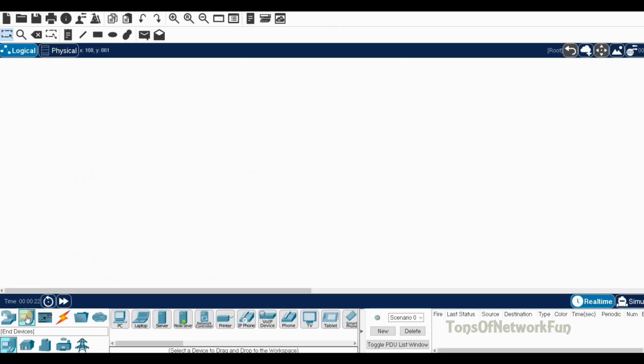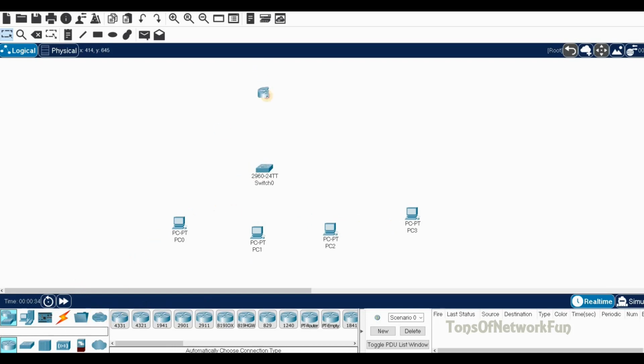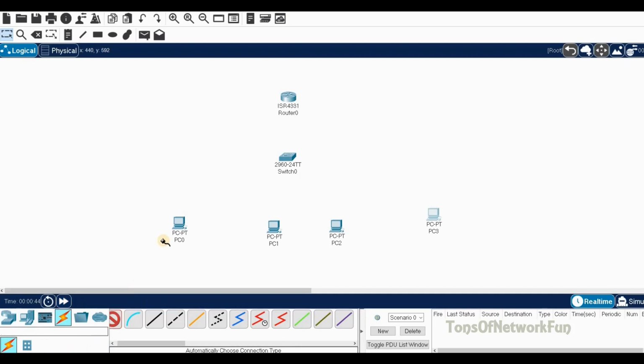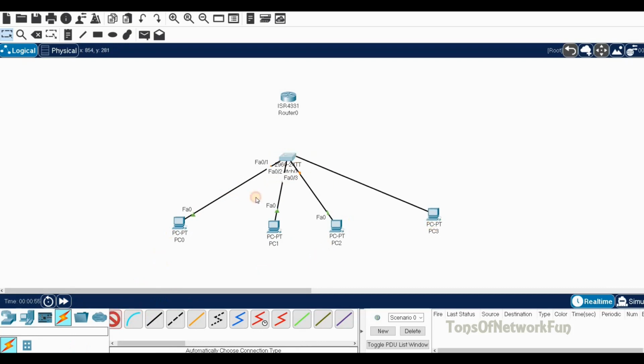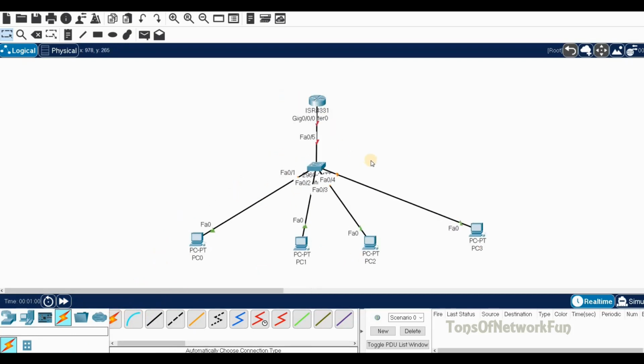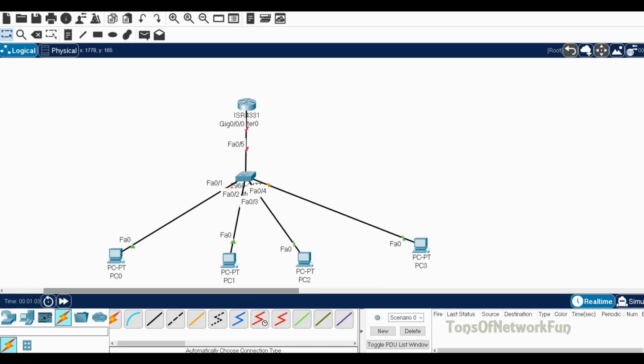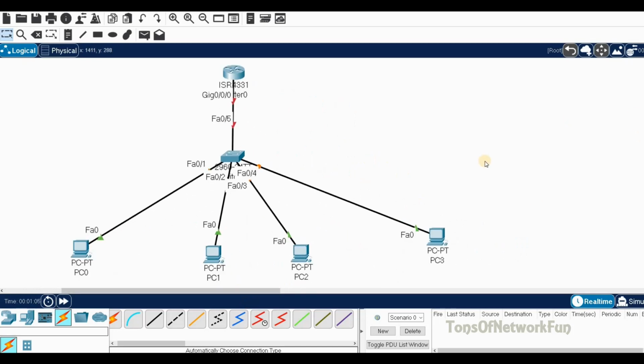So let's get some devices, get some PCs. Okay, that's enough. And one switch and a router, because the requirement is only 1000 hosts, so this should be enough. Let me connect these. Okay, let me blow this up a little bit so we can see better.